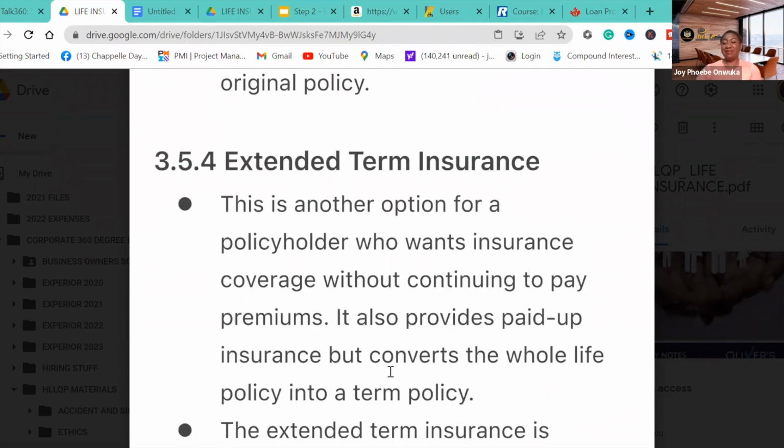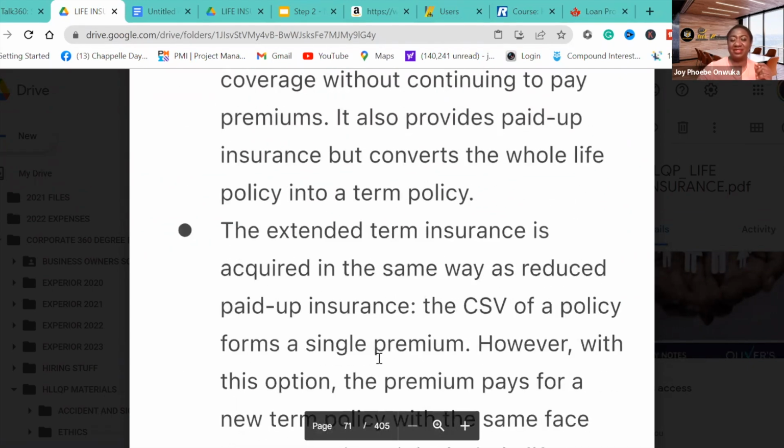Extended term insurance, extended temporary insurance. Okay, remember, we're talking about what we can do with our cash surrender value. This is another option for a policyholder who wants insurance coverage without continuing to pay premium. It also provides paid up insurance, but converts the whole life policy into a term insurance.